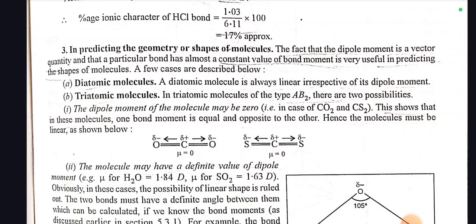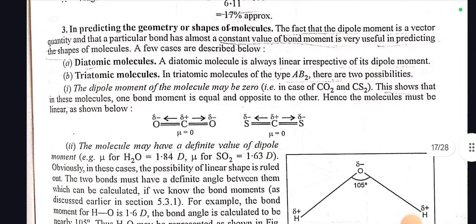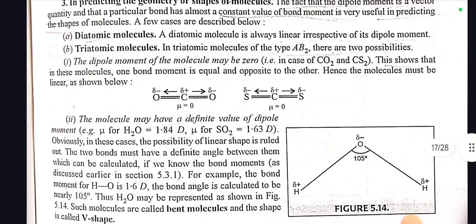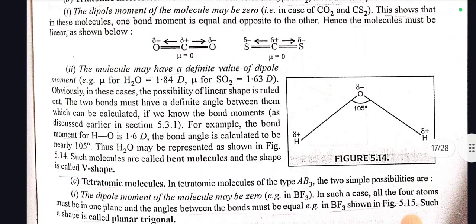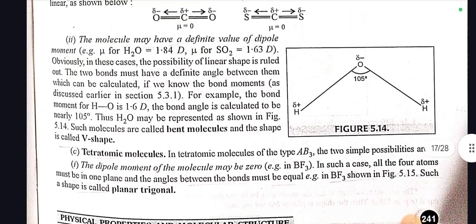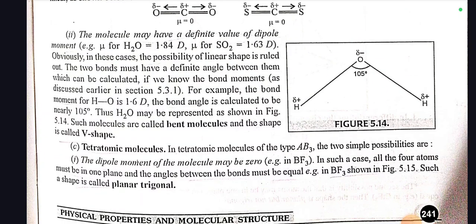B, triatomic molecule. In a triatomic molecule of the type AB2, there are two possibilities. First, the dipole moment of the molecule may be zero. This shows that in these molecules, one bond moment is equal and opposite to the other. Hence, the molecule must be linear. Second, the molecule may have a definite value of dipole moment. Obviously, in these cases, the possibility of a linear shape is ruled out. The two bonds must have a definite angle between them which can be calculated.